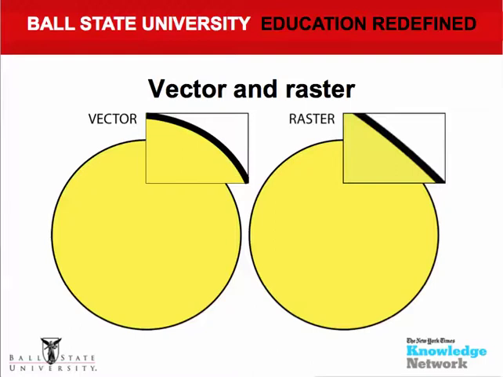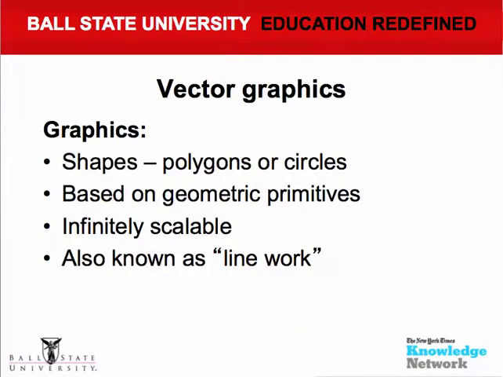In the vector graphics system, computers remember what we've drawn by remembering the shapes. So to review, vector graphics are shapes. They can be polygons or circles. They're based on geometric primitives. They're infinitely scalable. When we create shapes in a program that uses vector graphics, we can blow them up or shrink them down, and the shape will maintain its shape and maintain its crispness. Vector graphics are also known as line work.